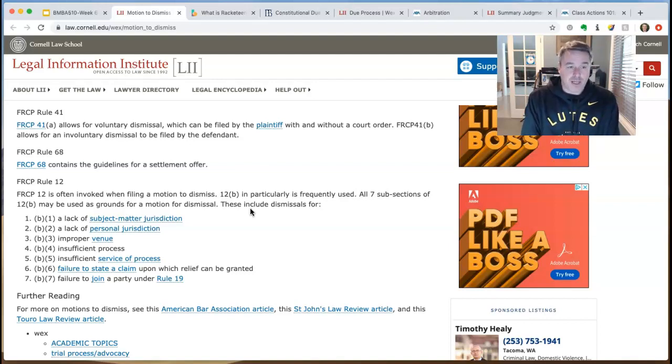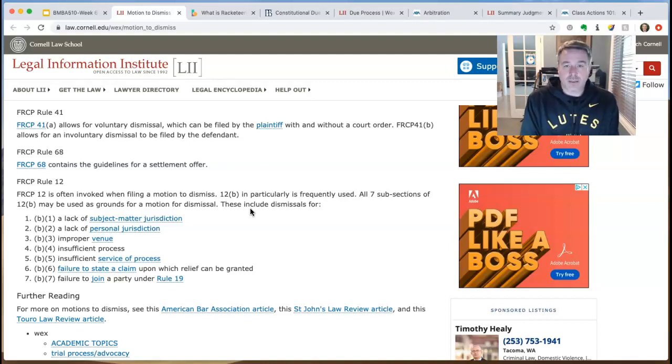The improper venue, so if you pick the wrong court or the wrong location. Insufficient process means that you didn't serve the other side, or the defendant never received the proper service of the lawsuit. So that's those two, 4 and 5. One is the service, and one is that the process, the document itself, is flawed.